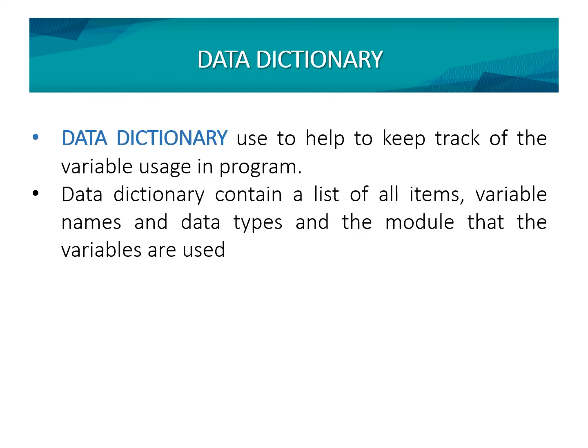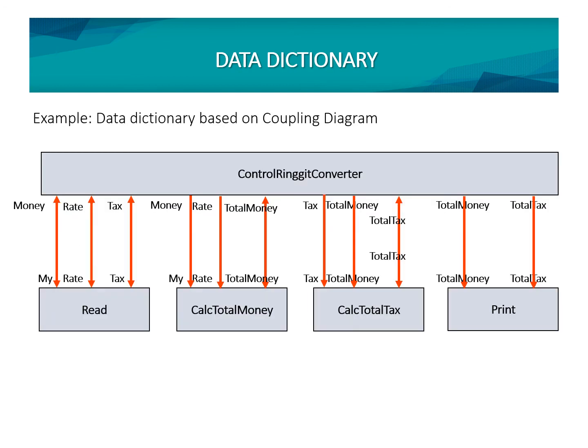We move on to the next subtopic, which is the data dictionary. The data dictionary helps to keep track of the variable usage in the program. It contains a list of all items, variable names, data types, and the modules where the variables are used. We use this coupling diagram to present all the variables, interactivity, and modules, and then we convert it into the data dictionary.